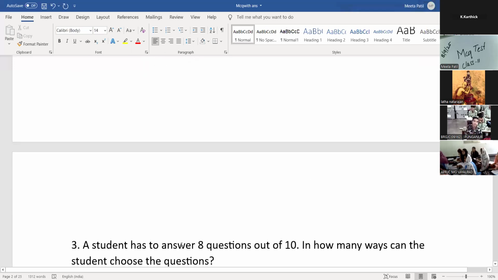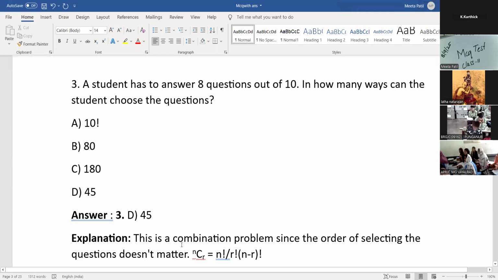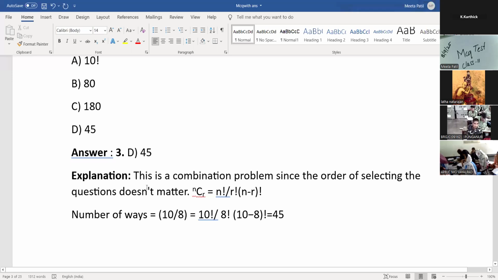Okay, so further, here you have the third question. A student has to answer 8 questions out of 10. In how many ways can the student choose the questions? The answer will be 45. How? You already know the combination rule. What is the combination rule? nCr is equal to n factorial divided by r factorial into n minus r factorial. Instead of n, you have to put the value 10, and consider r as 8. Here it should be 10C8. Applying the formula, if you solve this equation you are going to get the answer as 45.